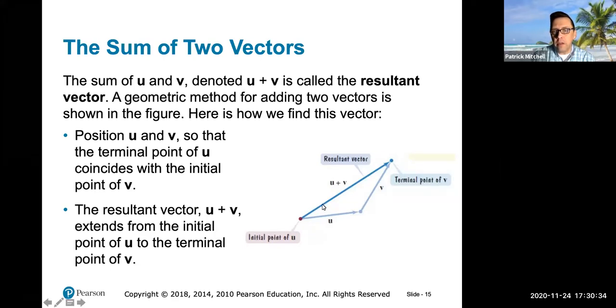So you pick up vector v, wherever it was, and you place it so that it starts at the terminal point of u, right? So I think of this as flying from one city to another city, and then I'm flying from that city to a place that I'm actually trying to go, like a connecting flight. The resultant vector would be the direct flight, okay? From the initial point of u to the terminal point of v. All right.